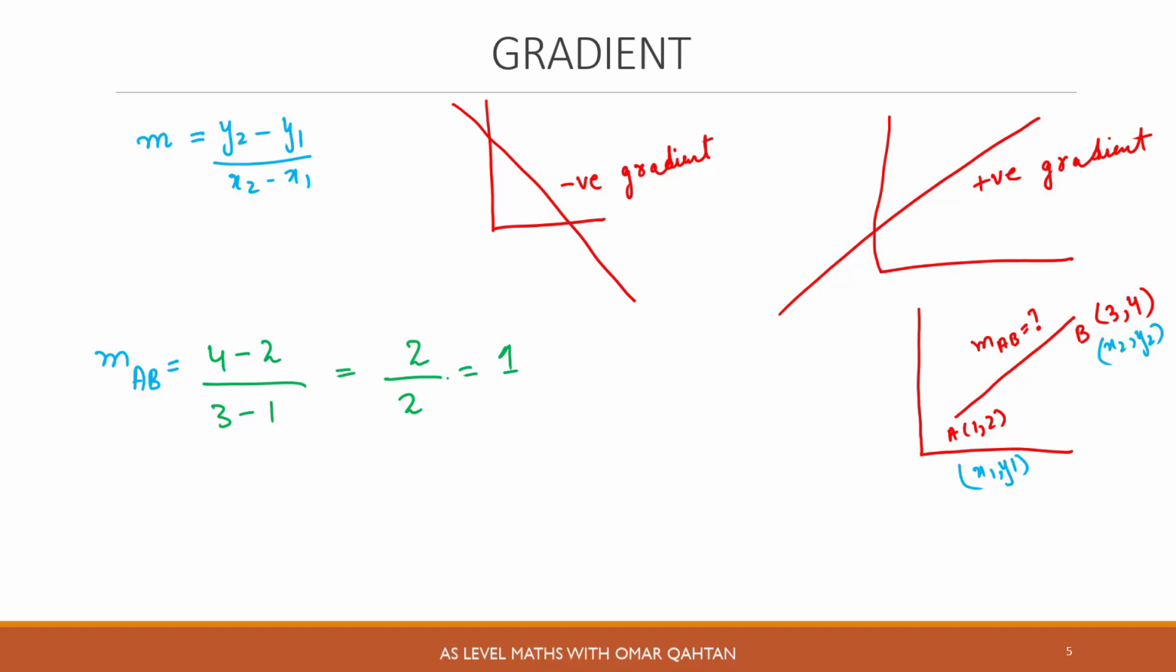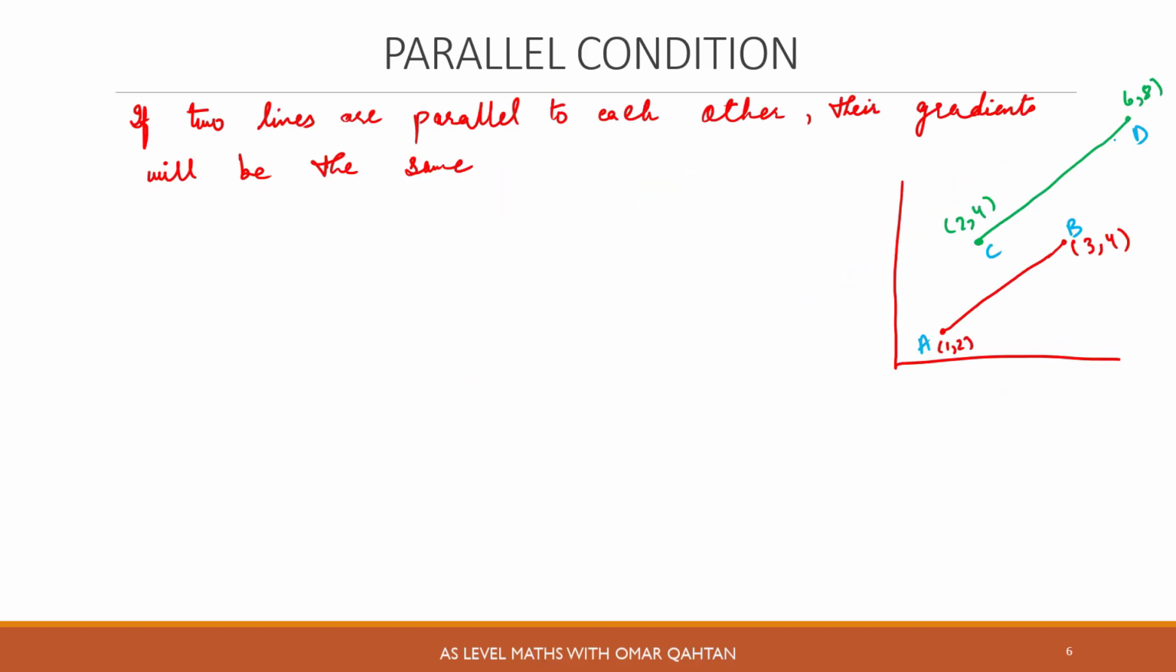Alright, let's talk about some conditions for the gradient. In the parallel condition, if two lines are parallel to each other, their gradients will be the same. What this means is m1 should be equal to m2: if there is a line 1 and a line 2, and they are parallel to each other, they would have the same gradient. Let's assume these two lines AB and CD are parallel to each other, then they would have the same gradient.